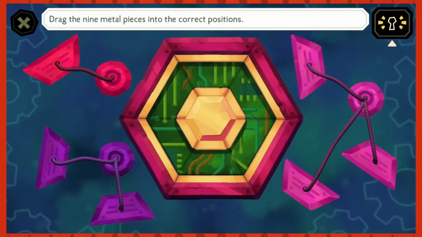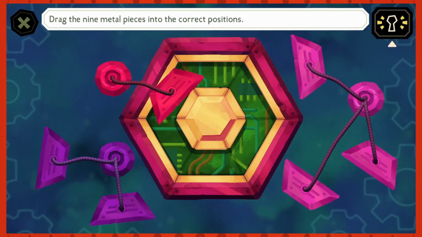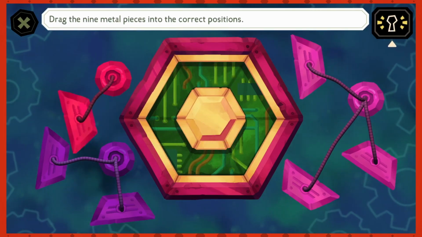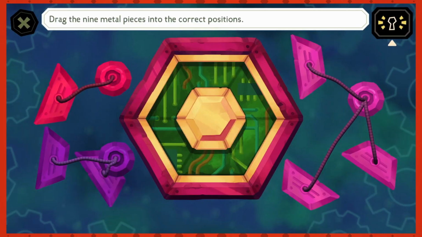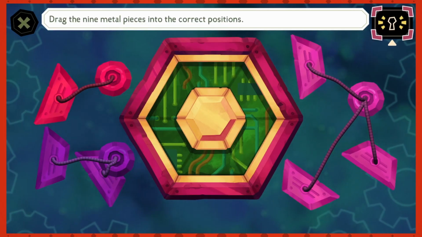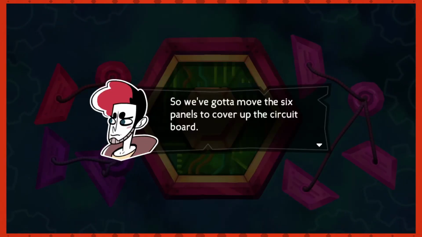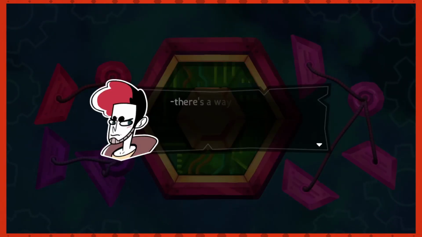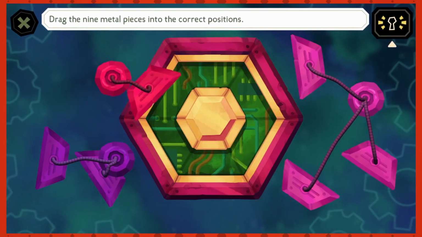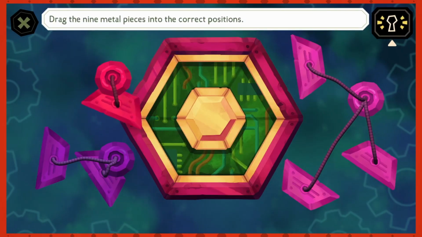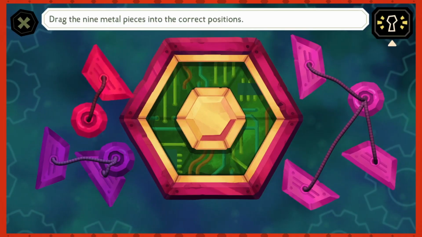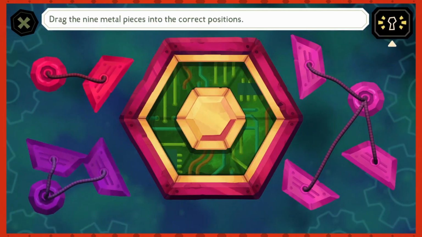Drag the 9 metal pieces into the correct position. 9? Wait, how do I... Hold up. Into the correct positions. How do I know what the correct positions are? We've got to move the 6 panels to cover up the circuit board. There's a way to rotate them too, but it's kind of... Yeah, rotating them is dragging them around. Oh. Well, that's interesting.